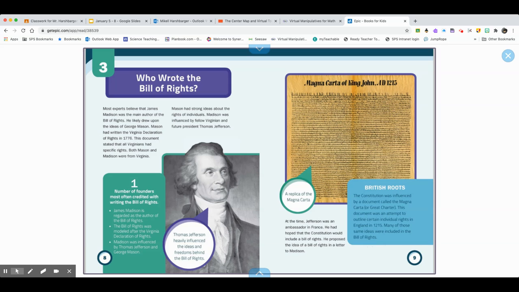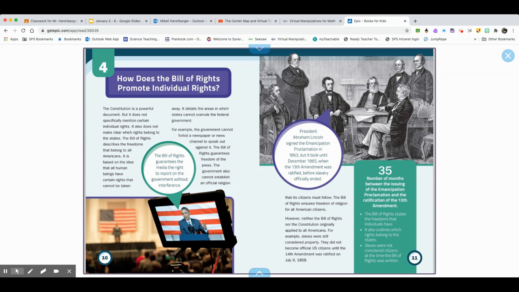So remember, the Bill of Rights is from 1790. It was, 1791 was when it was finally approved. So you can see that's some 500 plus years later. Okay, on to section 4. How does the Bill of Rights promote individual rights?